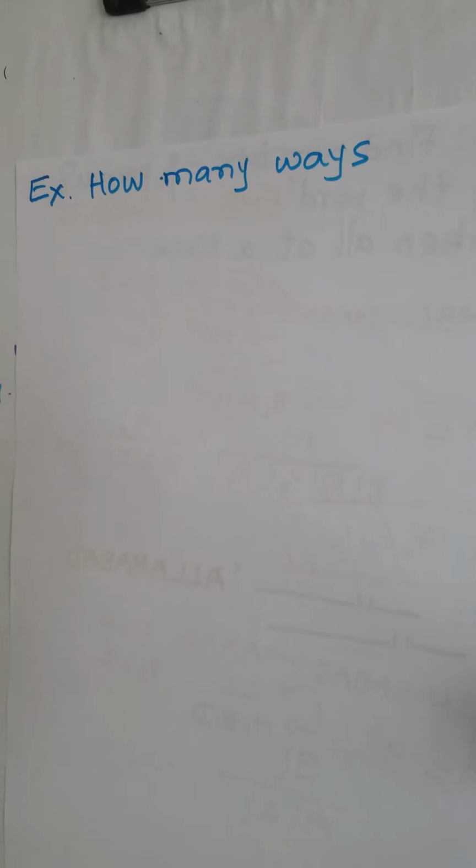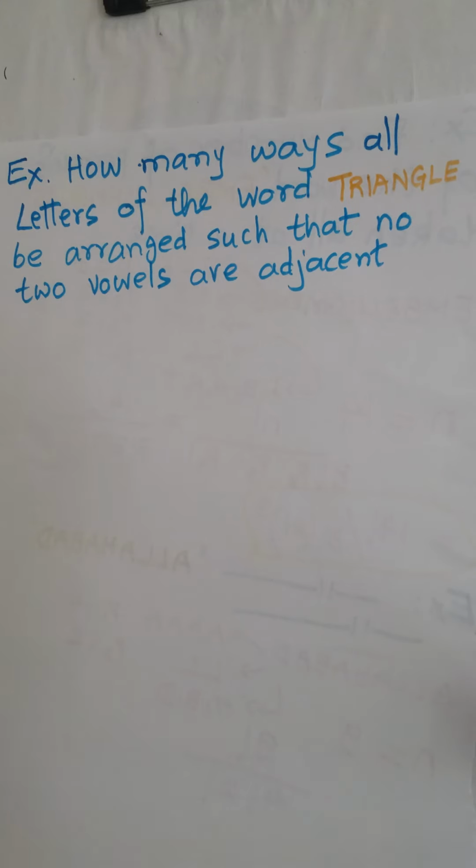Let's take an example. How many ways can all letters of the word triangle be arranged such that no two vowels are adjacent? What does this question mean? Let's see. In the word triangle, what are the vowels involved? Yes, they are I, A and E. To understand the meaning of this, no two vowels are adjacent.